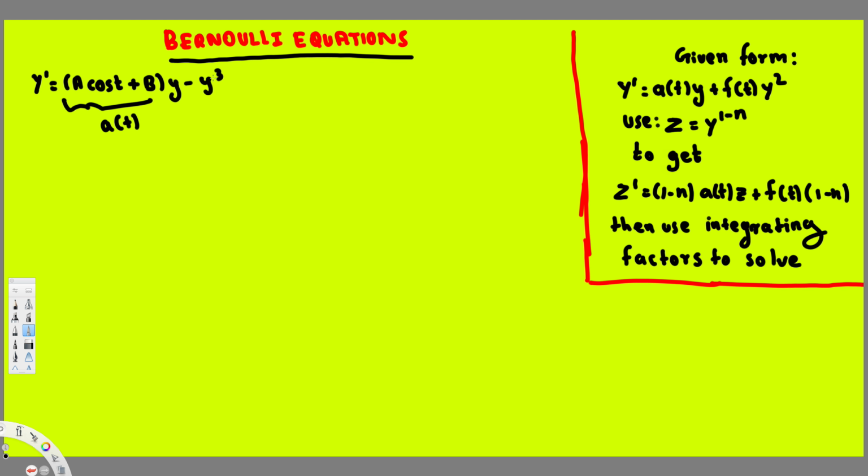After this, whatever the y power we are having greater than 1, before that we have minus 1, right? So that's our f of t right here. So this minus 1 is f of t. And then after we figured this one out, what we have to do is use z is equal to y power 1 minus n. Here the n value is going to be whatever the power we are having for the y, the highest power. So this is going to be our n value.